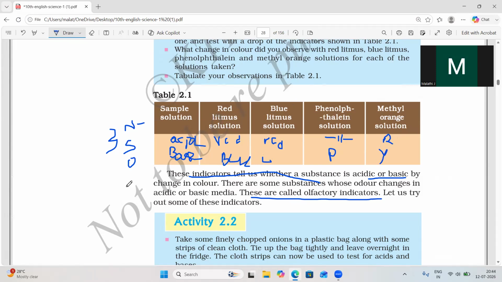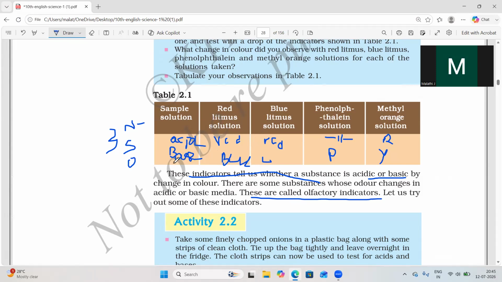So if we take an example in place of acid, acetic acid: red litmus remains red, blue litmus turns red. Phenolphthalein indicator solution remains colorless, there is no change if you add acid. Then methyl orange changes to red.